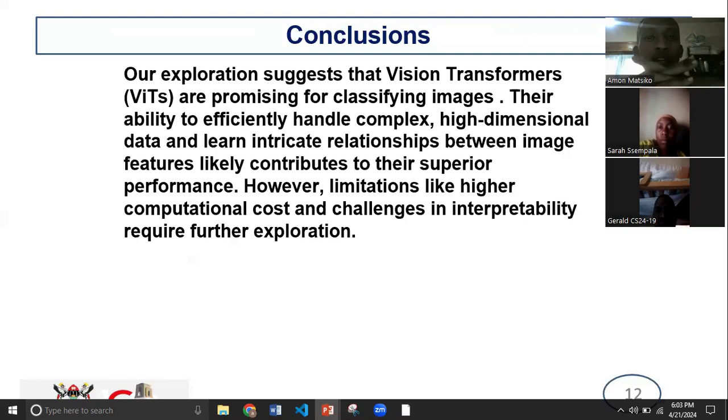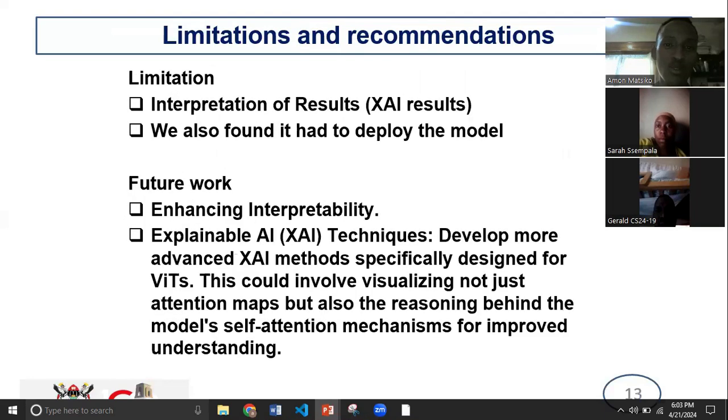However, we had limitations in our study, which included not being able to carry out interpretability of our model using XAI. That's what we look forward to doing in the next step: interpreting the XAI results. We were also able to deploy our model. However, it gave us some trouble, but finally we were able to do it.